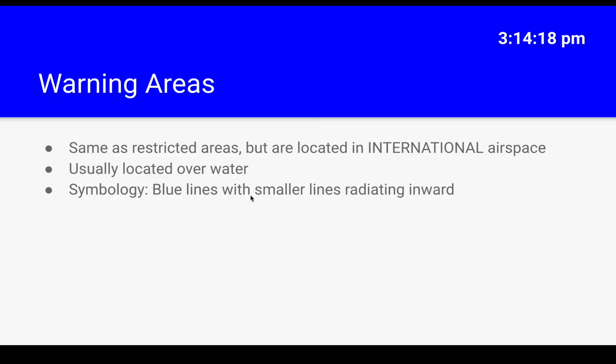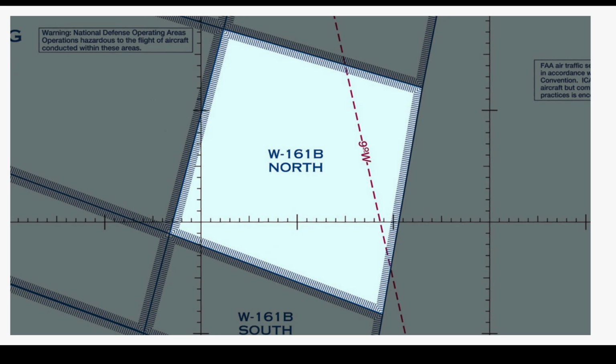Then we have these things called warning areas. These are the same as restricted areas, but they're located in international airspace. They're usually located over water, and the symbology is blue lines with smaller lines radiating inward. Like this.